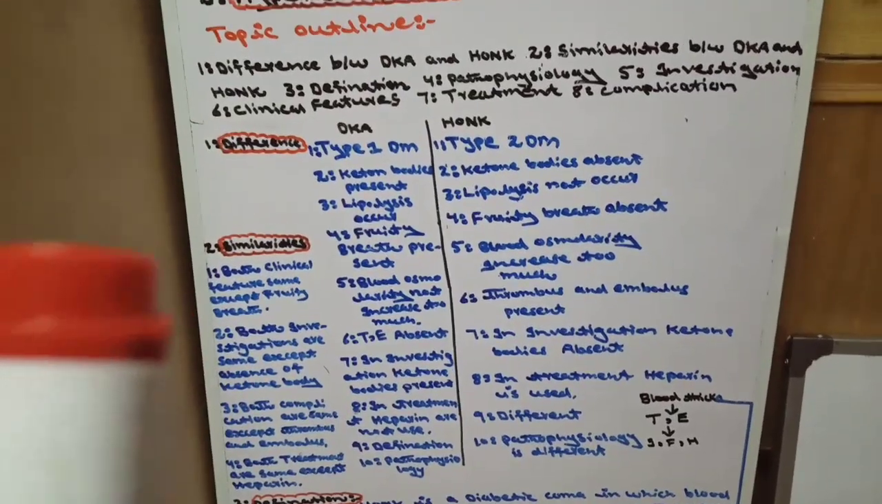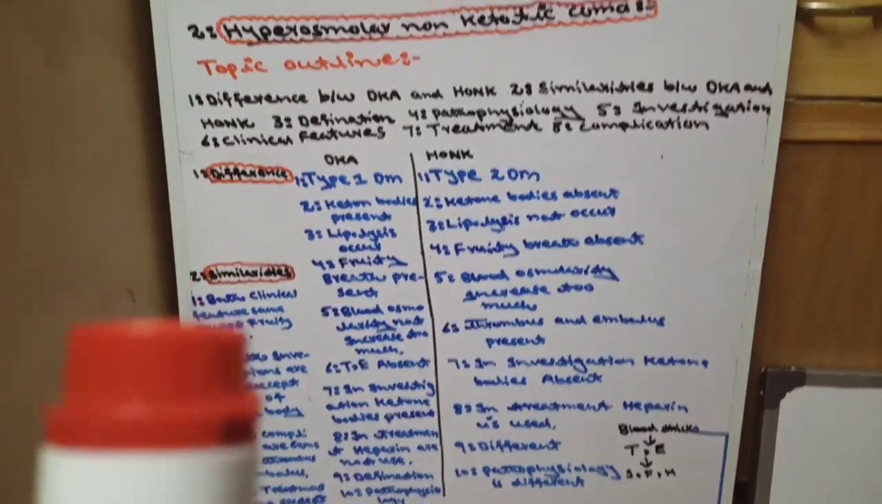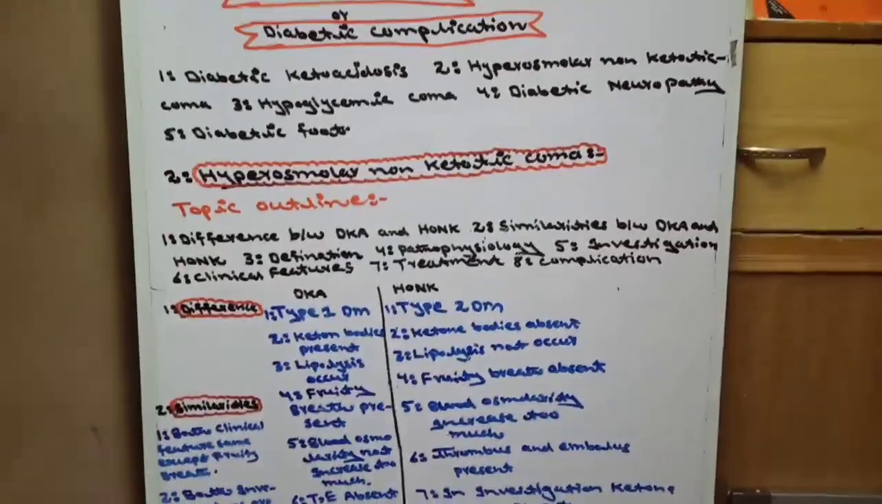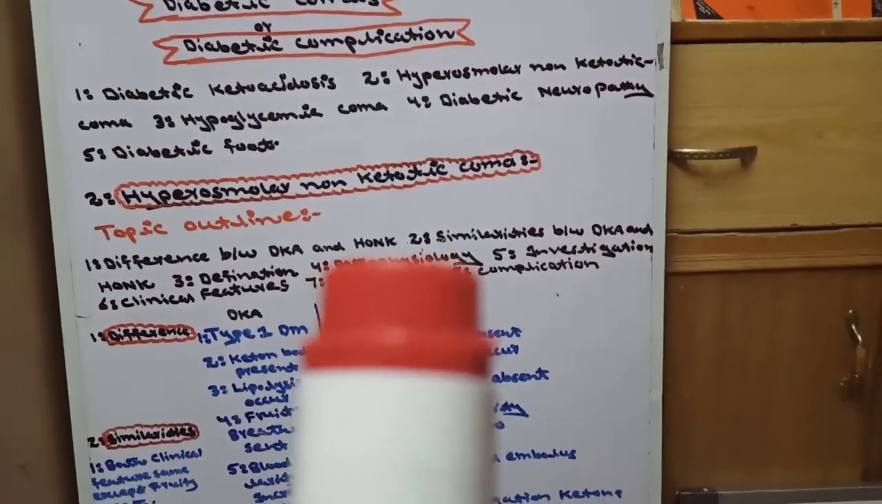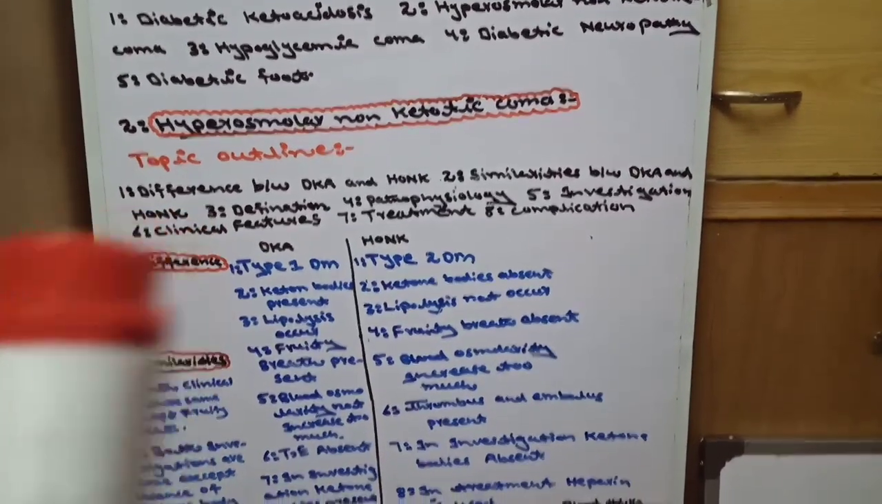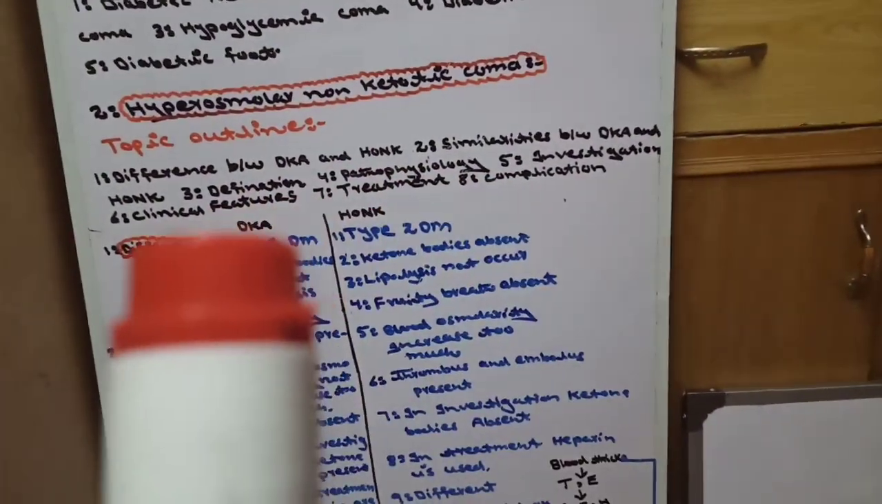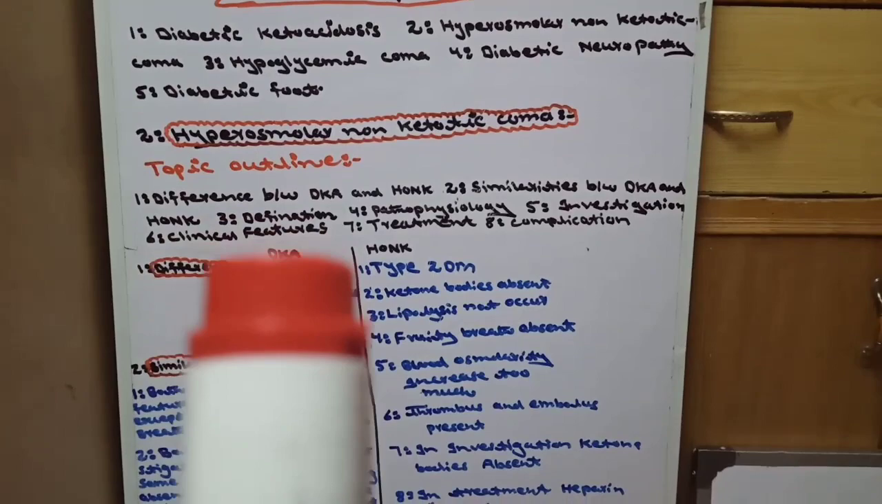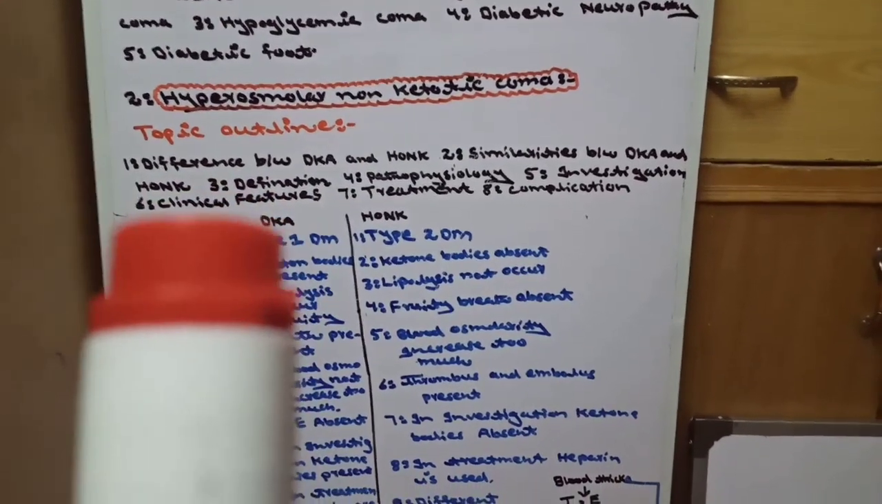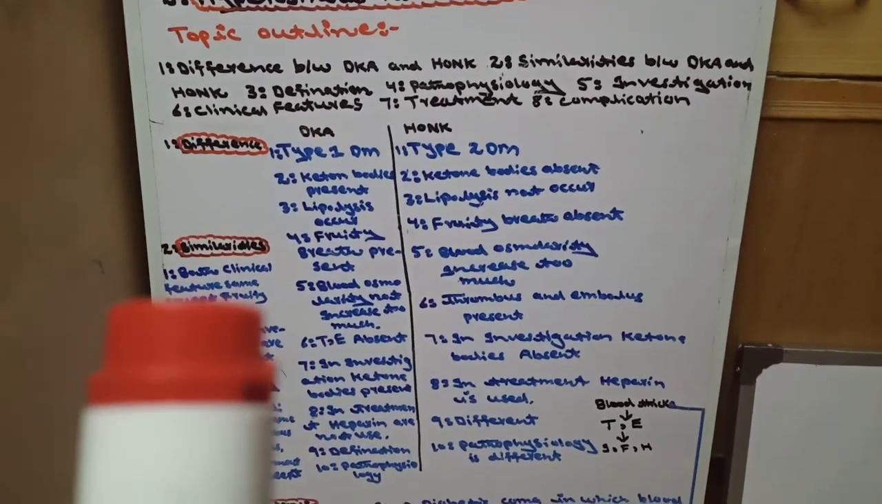Similarities. Both clinical features of diabetic ketoacidosis and hyperosmolar non-ketotic coma will be the same. This is the second part: similarities between diabetic ketoacidosis and hyperosmolar non-ketotic coma. Both clinical features are the same except fruity smell. Both clinical features of diabetic ketoacidosis and hyperosmolar non-ketotic coma will be the same except fruity breath. Why? Due to absence of acetone.